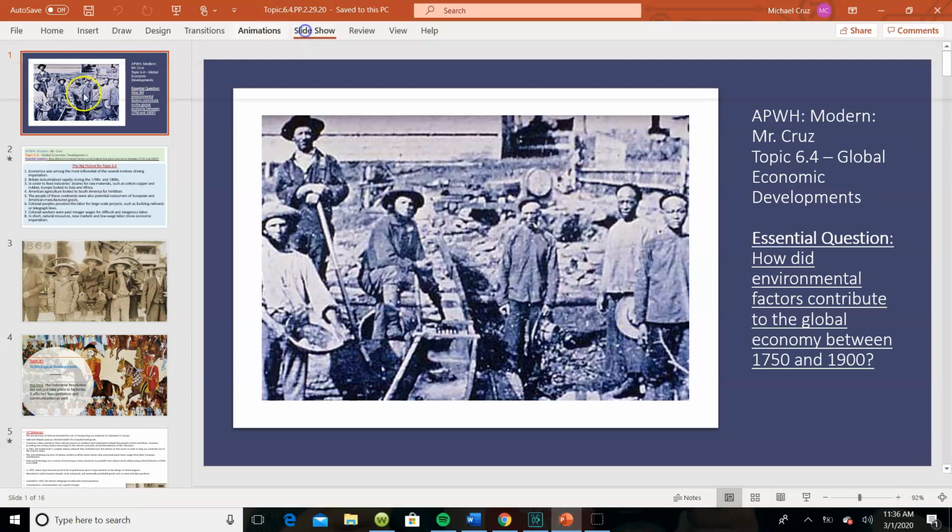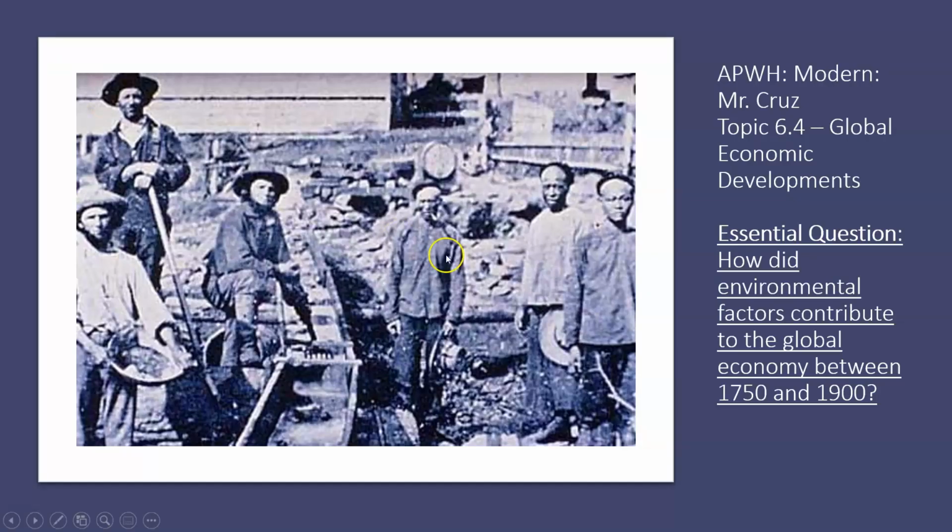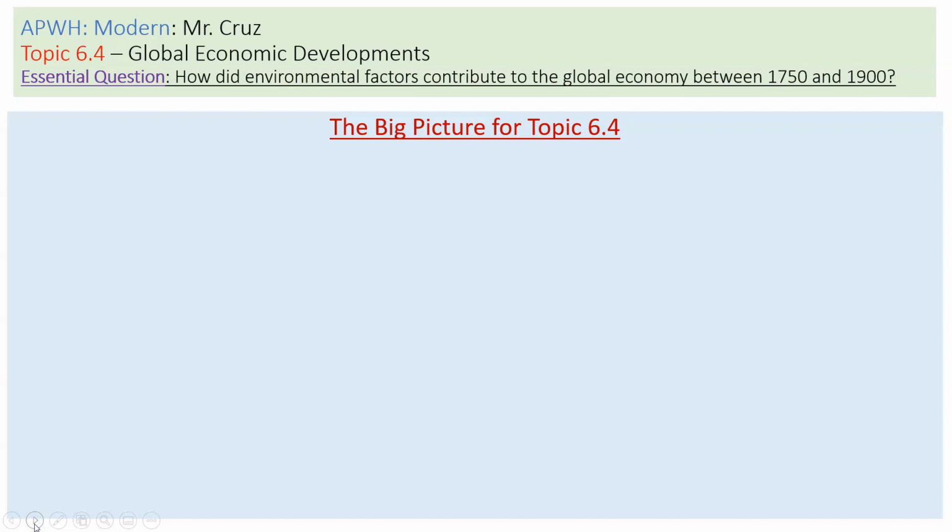Welcome to AP World History Modern. This is topic 6.4, Global Economic Developments. The essential question from our text: how did environmental factors contribute to the global economy between 1750 and 1900?